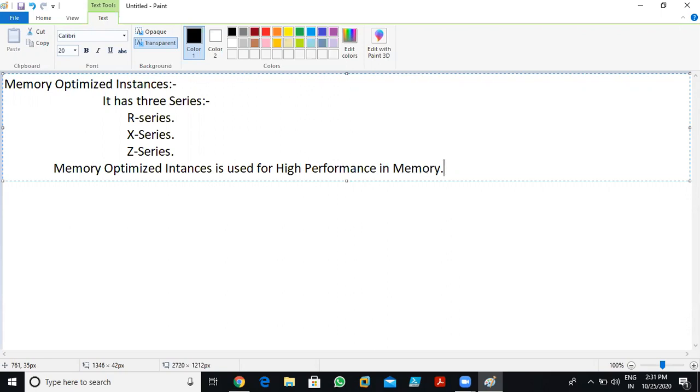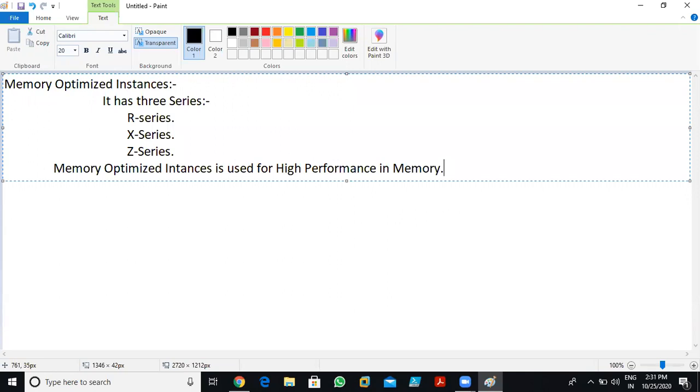If we talk about compute optimized instances, they are used for high performance in CPU. So if you want higher performance in CPU, we can go for compute optimized instances. Similarly, if you need high performance in memory, you can go for memory optimized instances.